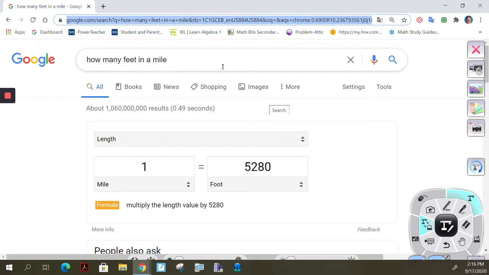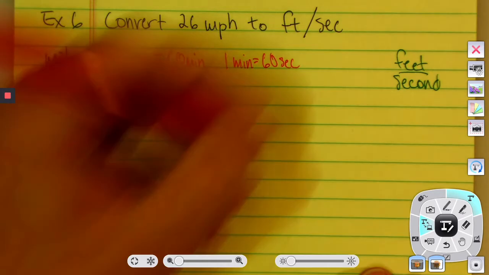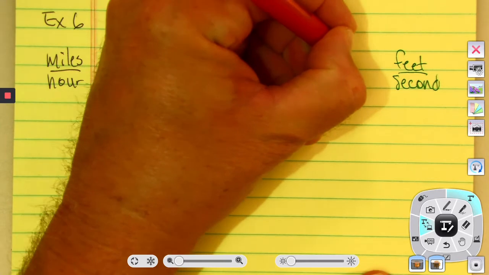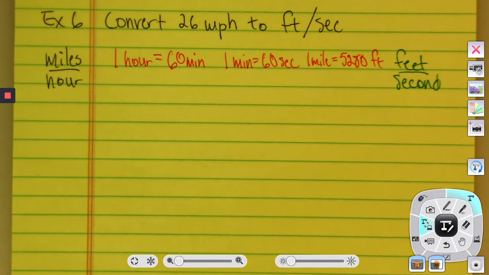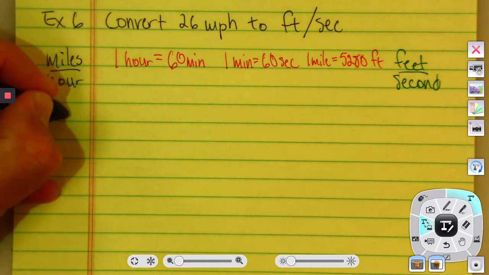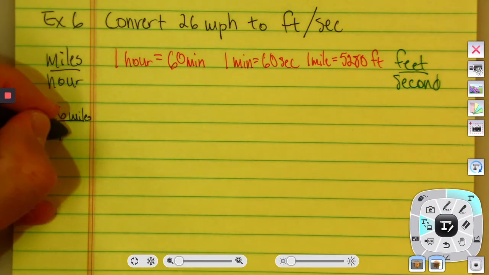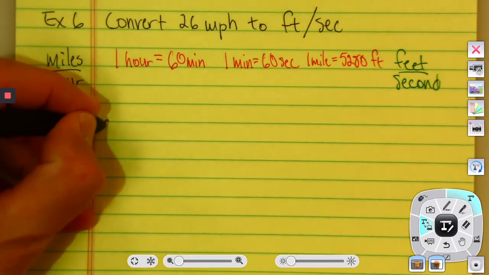You can click on it, and it'll tell you the number of feet in a mile. So in 1 mile, there are 5,280 feet. There's a conversion factor for me. So I think I've got all the conversion factors I need for this problem. So it's 26 miles per 1 hour. Now, remember, I wrote a fraction before, but since this is a unit rate, I'm going to write 26 miles over 1 hour. And I begin my math problem.